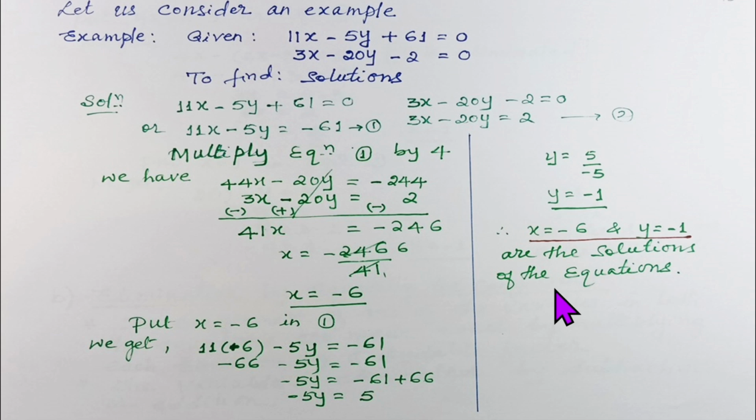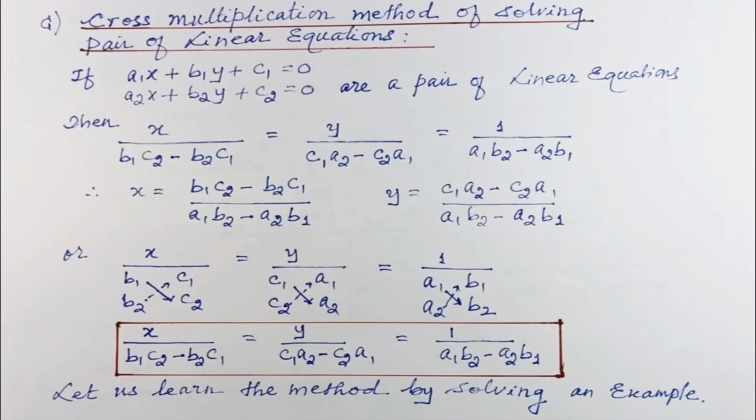The basics for solving these equations is the same. That means convert the equations into one variable first, find the value of one variable, and put the value of the known variable into one of the equations to get the value of the other variable.